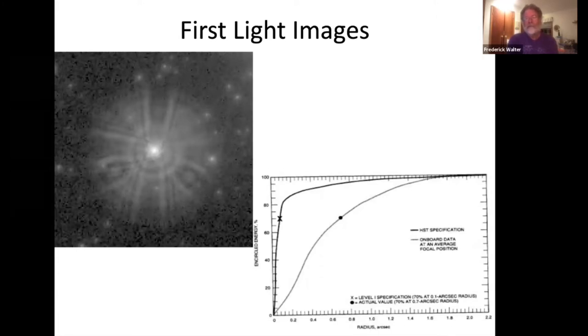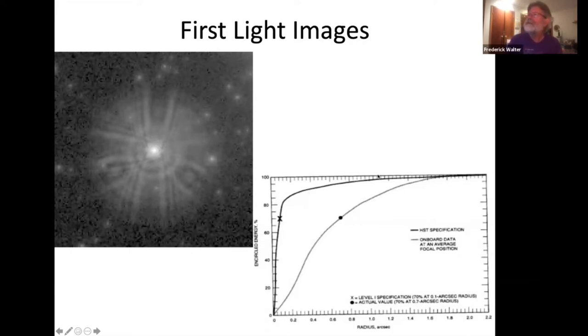The plot on the right shows this curve here with the X on it shows what the profile of a star should look like. It should be sharply peaked. Now here's the peak of the star and it falls off very fast. And you would have, in this case, 70% of the light within less than a tenth of an arc second.